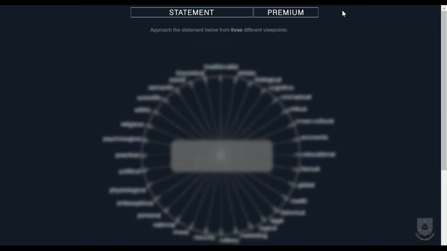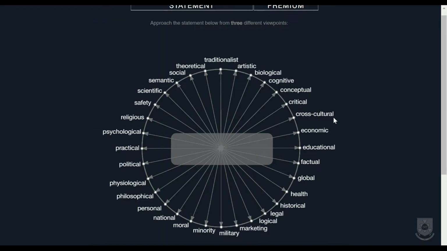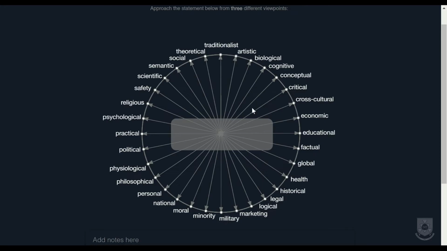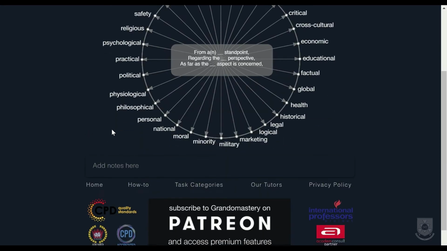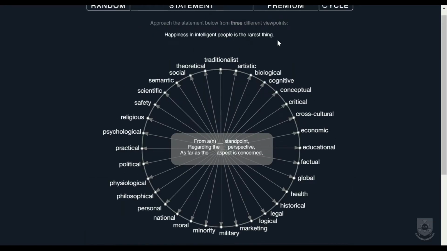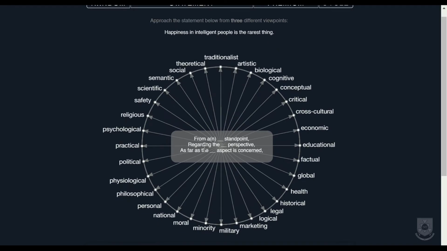The next is random statement. Well, we have a cycle of viewpoints and we have some questions. It will be generated here. Happiness in intelligent people is the rarest thing. It's a quotation. We have to approach the statement from different viewpoints. And we can use these expressions.